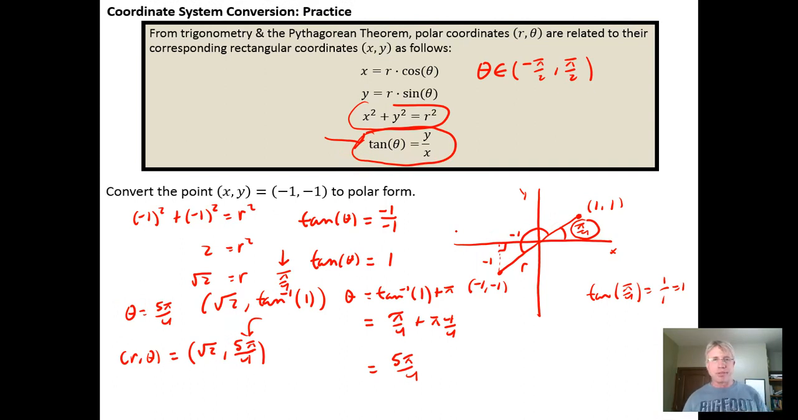So that's the subtlety. So anyways, converting is simple, but if you're forced to use the tangent inverse, you must be aware of the quadrant you're working in, because the tangent inverse may or may not give you the result that you need.